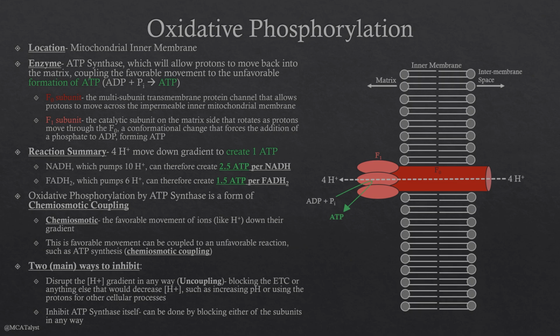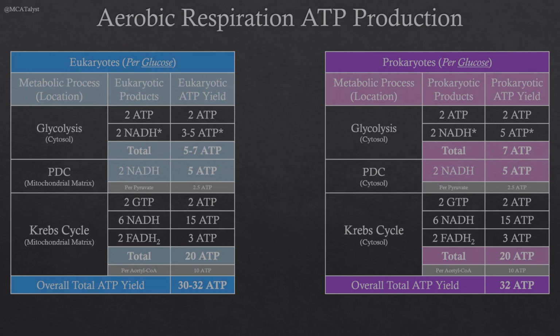We're going to come back to inhibition here in a few slides because we're specifically going to talk about regulation of the ETC and ATP synthase, when sometimes we can inhibit both, sometimes we can only inhibit one. We'll talk about that here in a short bit. Before we do that, I'm going to give a quick ATP production summary of aerobic respiration.